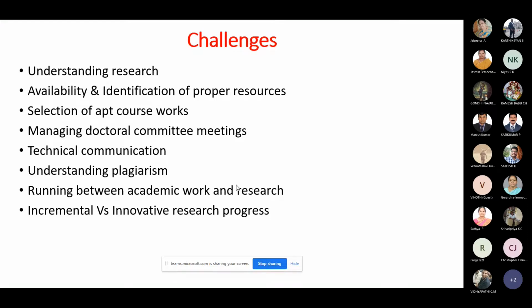Is it innovative? Is it highly innovative? The NUC, the novelty, utility, and complexity, will come everywhere. But mostly, are we concentrating on incremental or innovative?